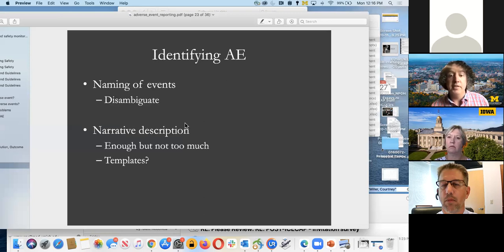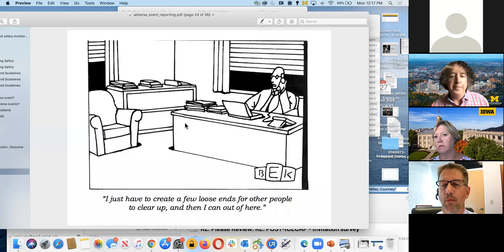Naming of events, which can be really tricky and important, though, in narrative description. You want to have enough, but not too much. Sometimes templates can be very helpful. And again, we will borrow on the experiences of Dixie and Dr. Fox. And me as a PI of a multi-center trial of cardiac arrest of ICU patients, the narratives are quite important because there is a lot going on with these patients.